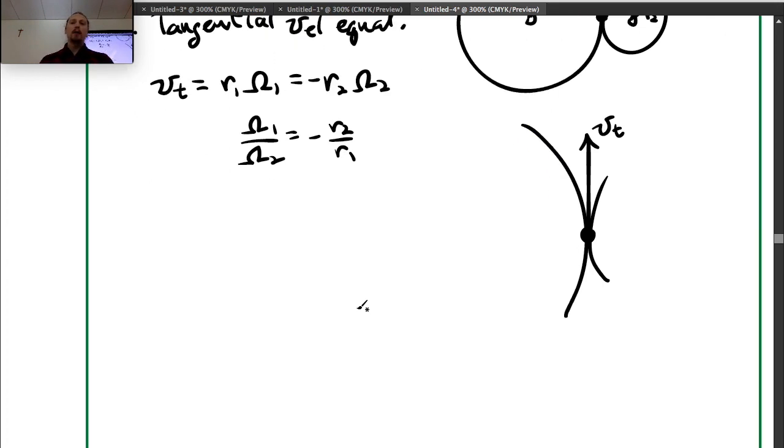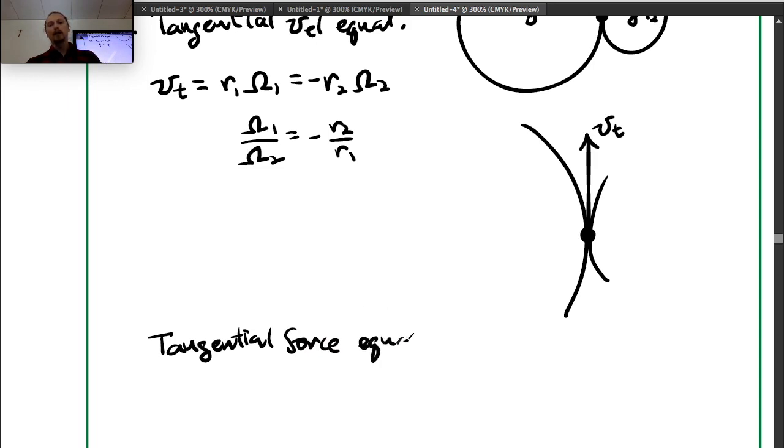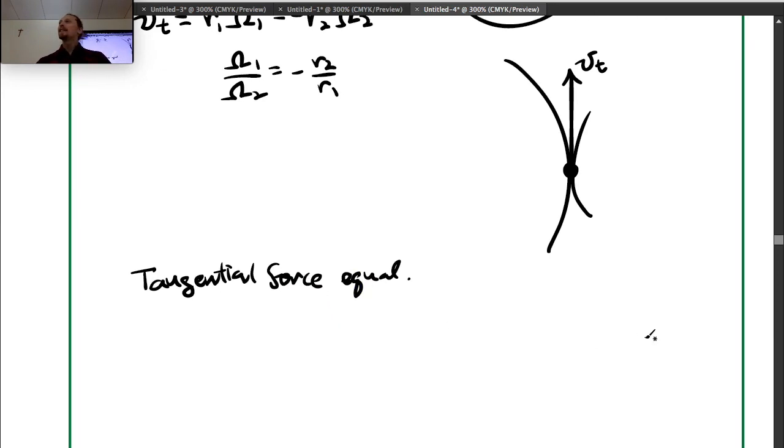The other one's going to come from the fact that the tangential force must be equal, because, why? Newton had a law about that. Every action has an equal and opposite reaction. Yeah, so the force that interacts is going to be the same for each of them. And so we could think of the force interaction as being met there.